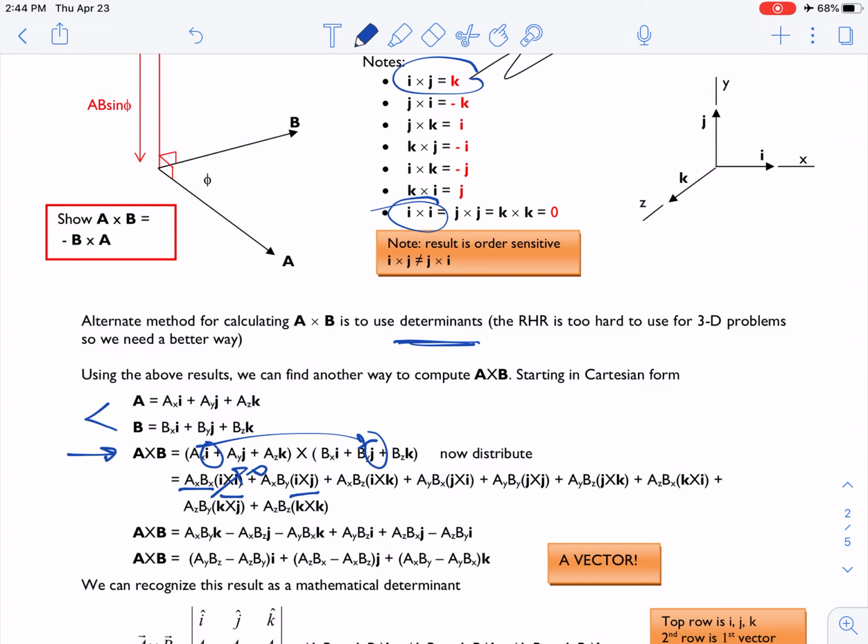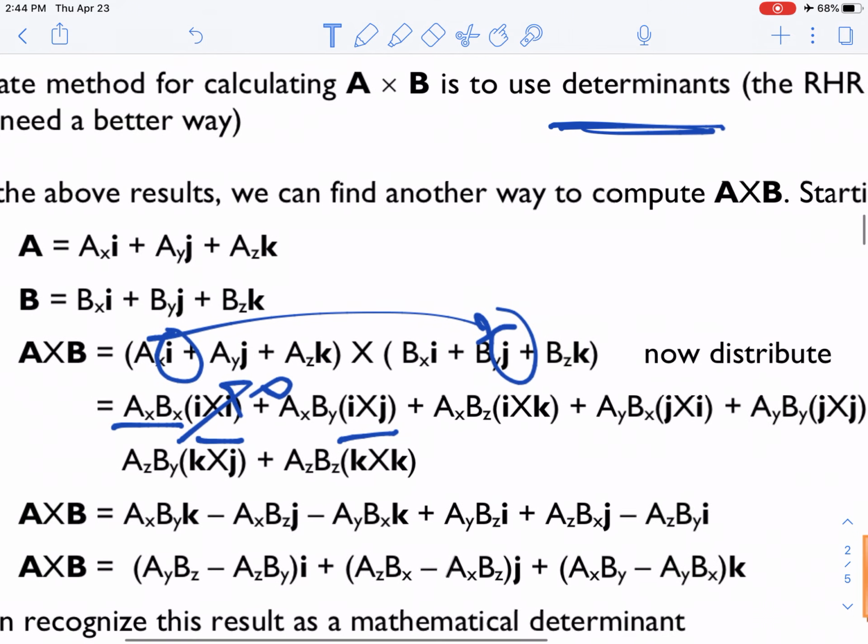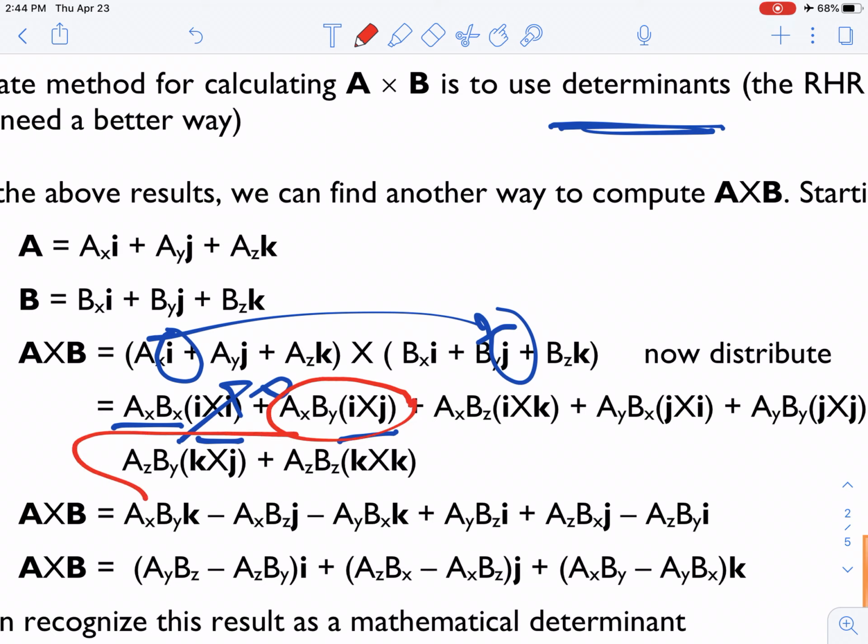So if you look at this term here, just want to show this. This term here is the term right here. Look what happened. AX BY stays the same. i cross j becomes k hat. Okay, that's what we're going to do afterwards.